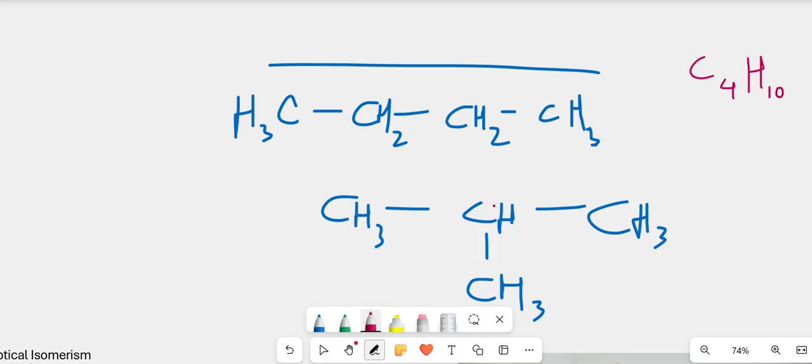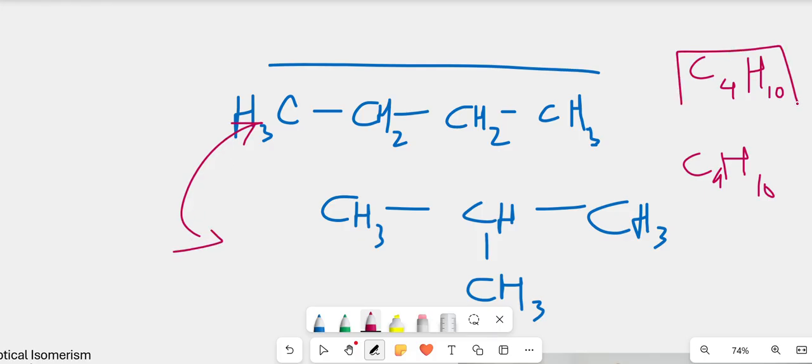And this one, it also has like four carbons. And when we look at the hydrogen, it has 1, 2, 3, 4, 5, 6, 7, 8, 9, 10. It has the same number of hydrogens as the one, but they look different. But they have the same molecular formula. So what does it mean? They are isomers of each other.